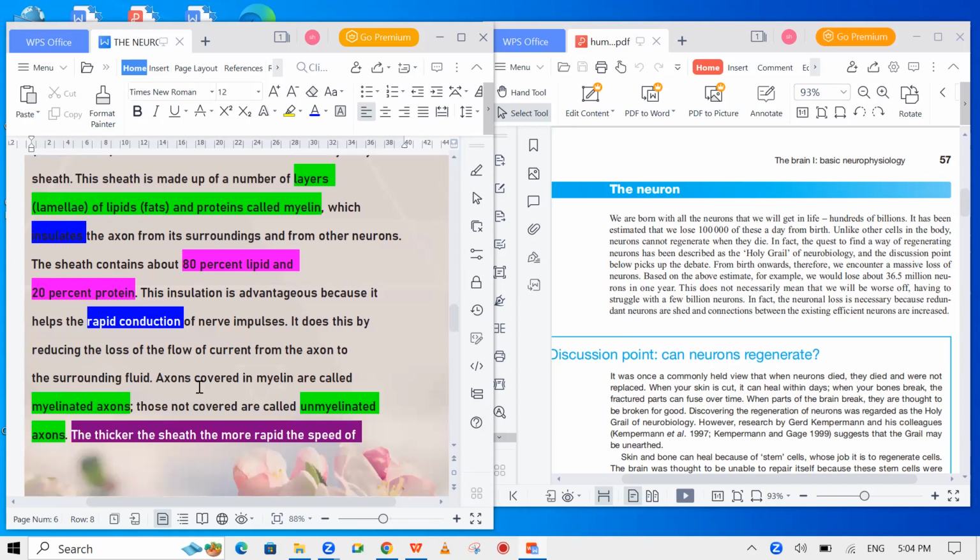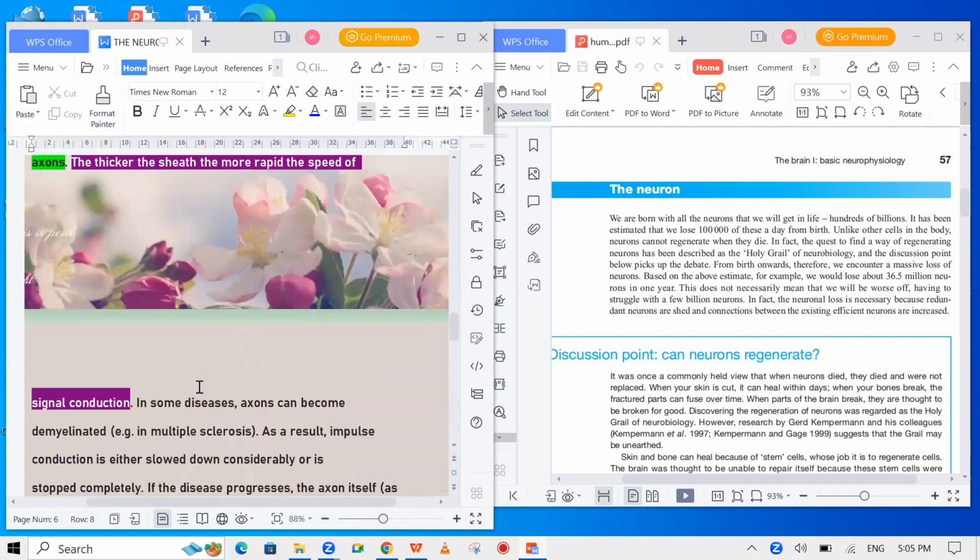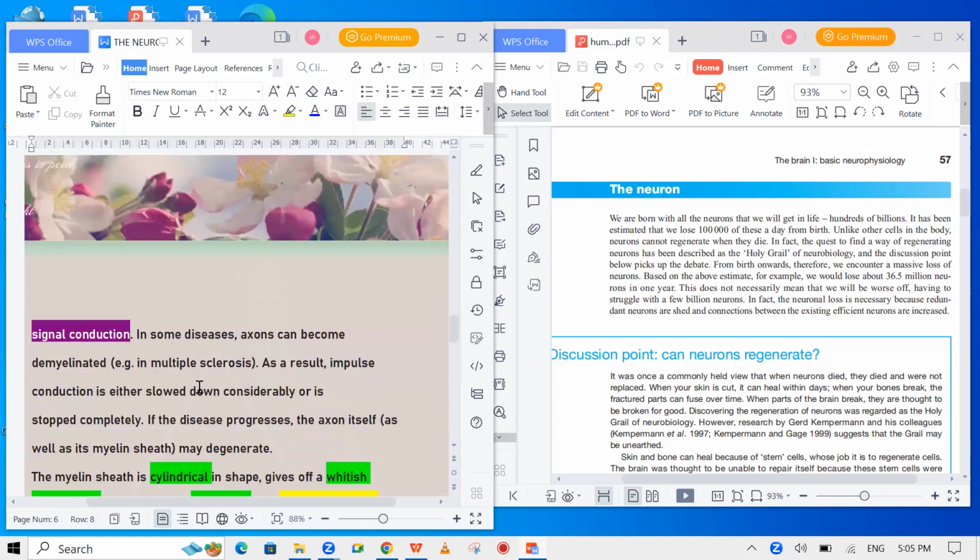The information is not conducted appropriately through the layers because there is a deficiency in the lipid and in the protein. But there are some axons which are not myelinated, and they are known as unmyelinated axons. The thicker the sheath, the more rapid the speed of the signal conduction. So this is something very common that we know.